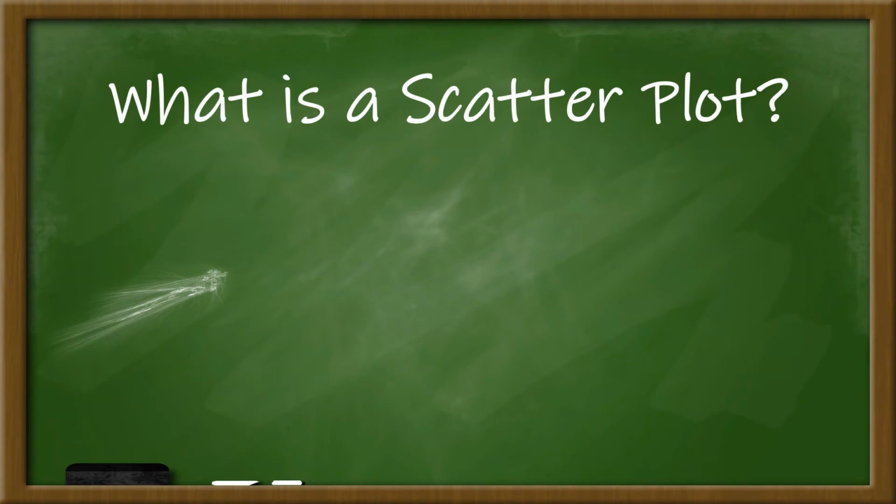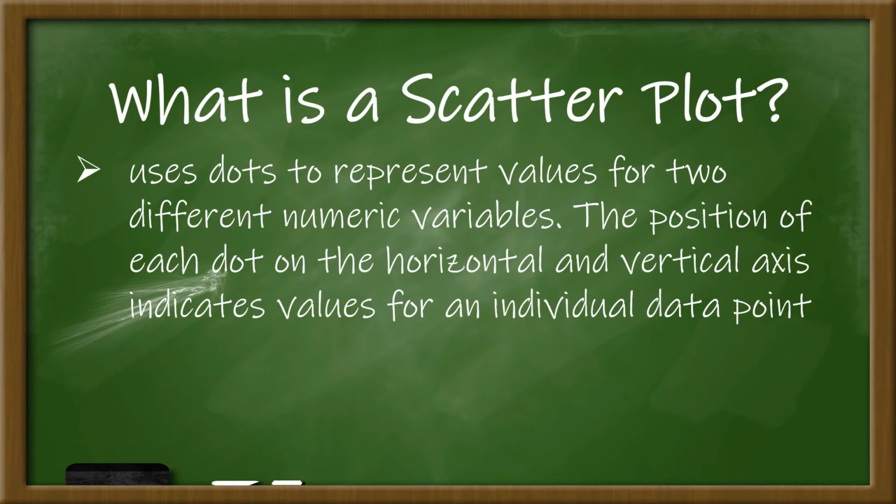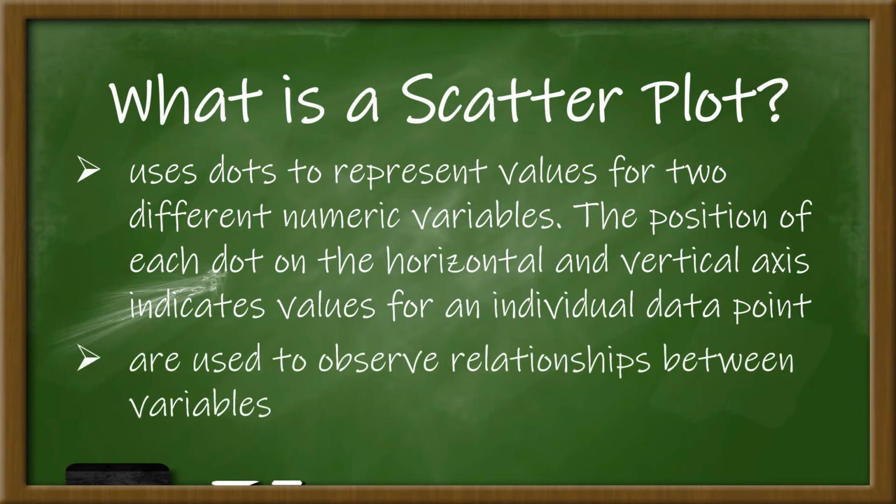In correlation, we see scatter plots for the different types of correlation. A scatter plot, also known as a scatter chart or scatter graph, uses dots to represent values for different numeric variables. The position of each dot on the horizontal and vertical axis indicates values for an individual data point. Scatter plots are used to observe relationships between variables.